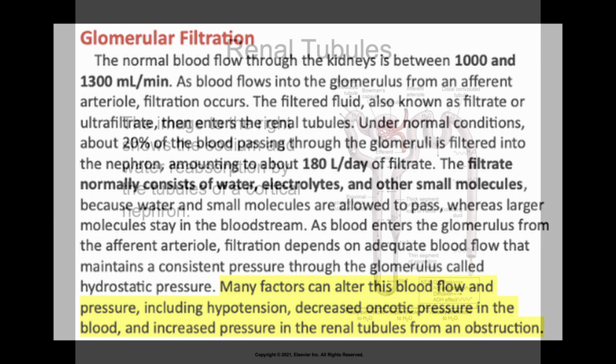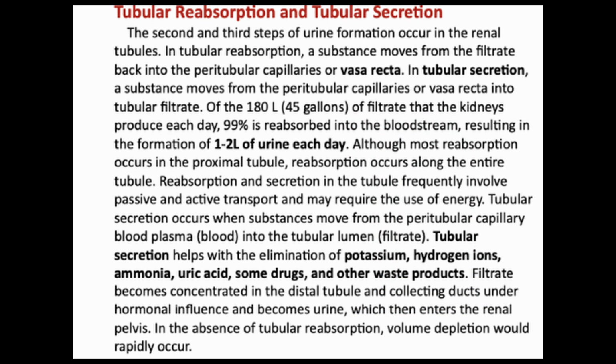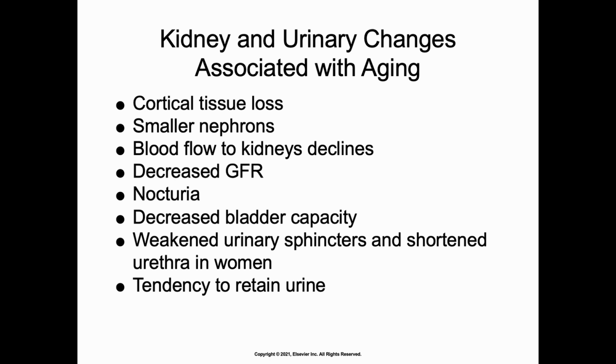So your renal tubules, this is where most of the absorption happens. These maintain fluid and electrolyte balances. Remember, we're not talking about peds. We're more talking about the older adult, the middle-aged adult, and then getting older. So they have cortical tissue loss, smaller nephrons, their blood flow to the kidney declines, they have decreased GFR, they have nocturia, hence why they gain this incontinence, decreased bladder capacity, weakened urinary sphincters, and shortened urethra in women.